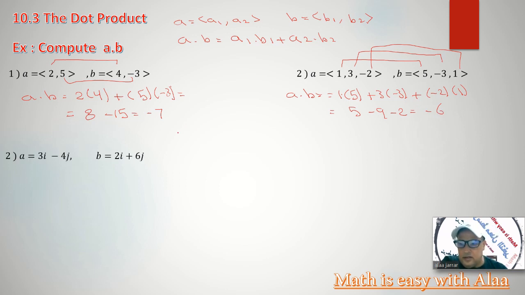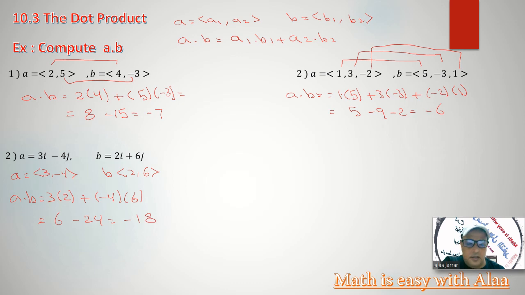Sometimes it comes like this, and it's the same when I want to find A dot B. A is equal to (3, -4), B equal to (2, 6). So A dot B equals 3 times 2 plus negative 4 times 6, and it's equal to 6 minus 24, and it's equal negative 18.